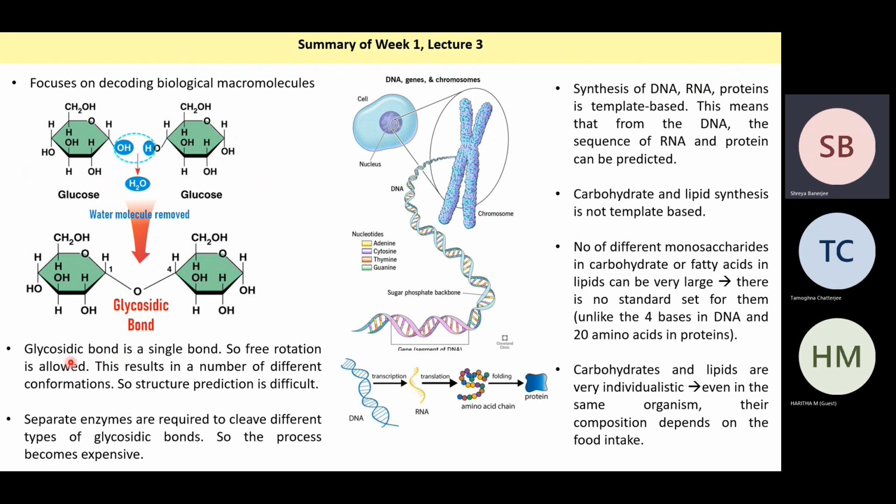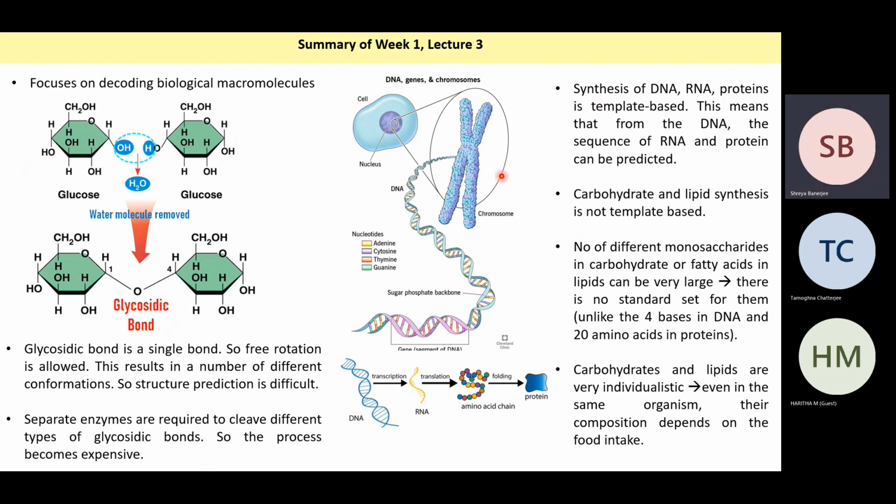Now this glycosidic bond is a single bond, so free rotation can occur in this bond, like you saw in the previous slide, and it can give rise to a number of different conformations. So that is why structure prediction becomes very difficult in carbohydrates, because there can be so many different kinds of conformations because this is a single bond. Another difficulty in carbohydrates is that for different kinds of glycosidic bonds, different enzymes are required to cleave them. So the process becomes very expensive.